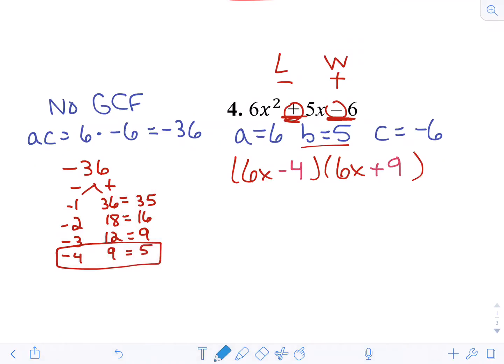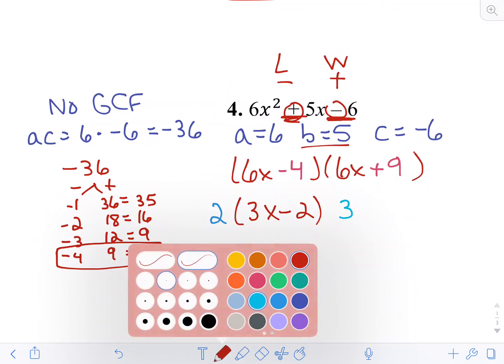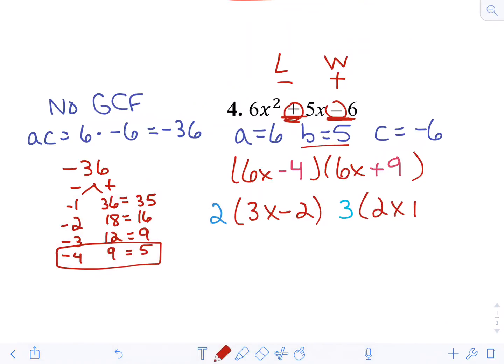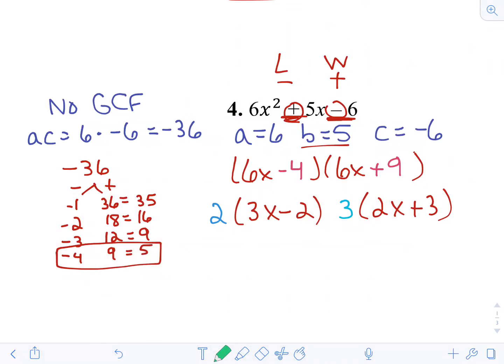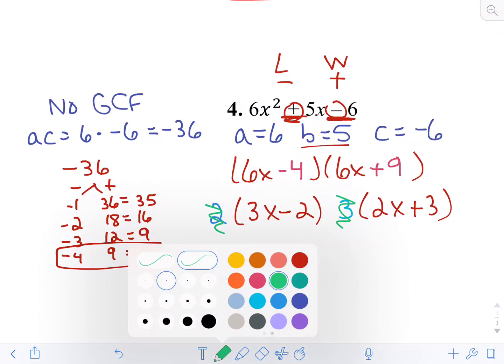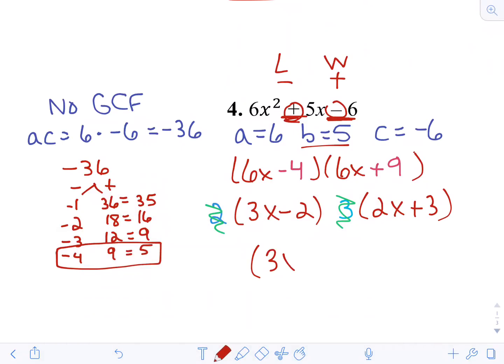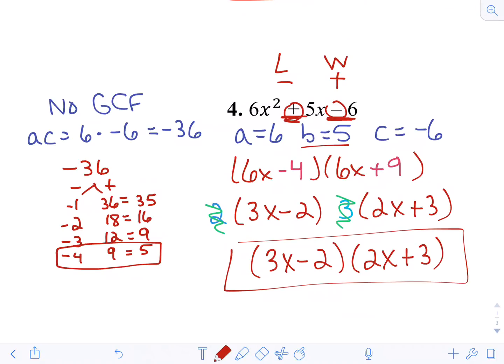Pull out any greatest common factor. So for this first one, I can pull out a 2, so we'll have 3x minus 2 left over. And the second one, we can pull out a 3, so I'll have a 2x plus 3 left over. Okay, you want to trash what you pulled out. So that's gone and that's gone. And we're just going to rewrite our answer: 3x minus 2 times 2x plus 3. And again, you can do the box method with your answer to check to make sure that you are right.